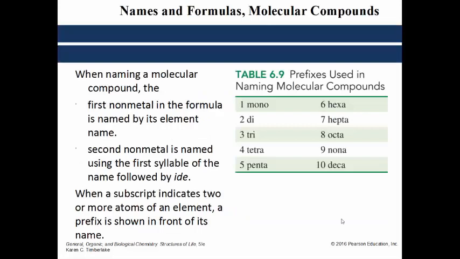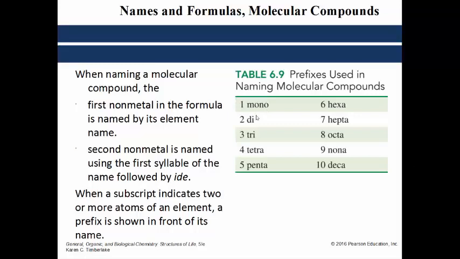Now, when naming a molecular compound, the first nonmetal in the formula is named by its element's name. Then the second nonmetal is named by using the first syllable of that name and then the ending IDE. If a subscript is used, then that prefix is used in front of its name. So here are some common examples.